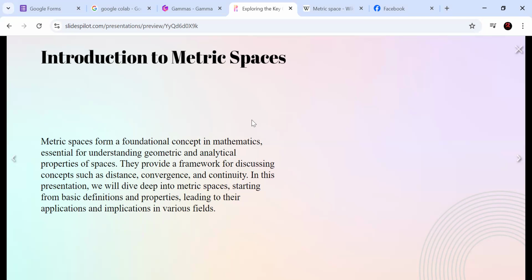There are three basic concepts we have to discuss. The first thing is distance, second is convergence, and third is continuity. So in this presentation, we will dive deep into metric space, starting from basic definition and the properties, leading to their application and implementation in various fields.